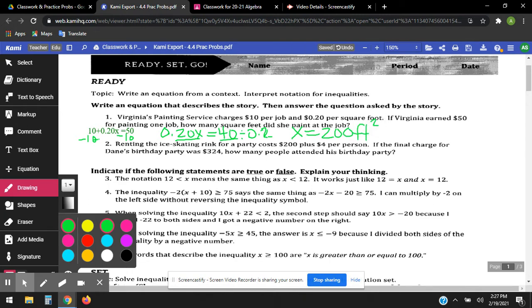You're going to need 5 feet just to even get $1. And if he earned $50, he's got to do lots more than 5 feet, a lot more than 40. All right, next one.